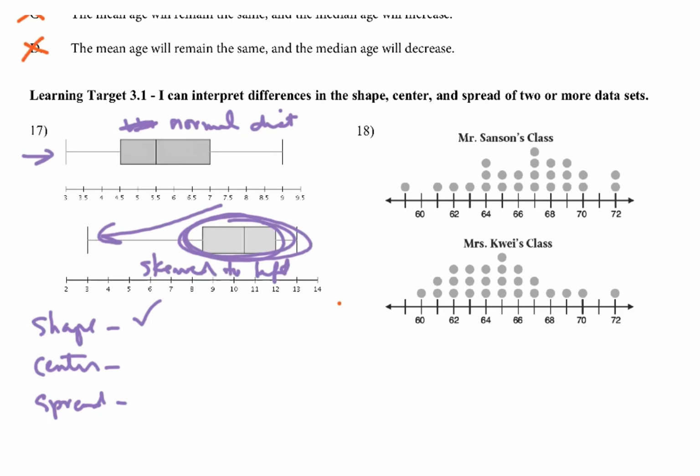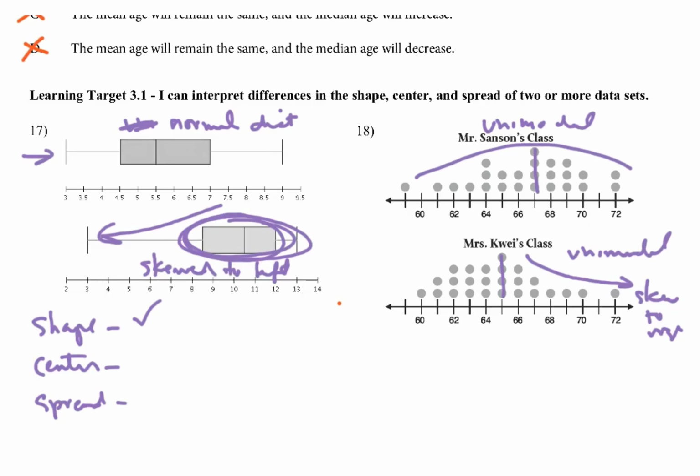So let's do the shape for 18 as well. If we look at this one, we have one mode, so this one's unimodal, whereas this one also is unimodal. Okay, so some similarities there. Is one more skewed than the other? This one you could say is slightly skewed to the right, whereas this one seems more normal, more uniform, more symmetric. I don't know if I'd call it normal per se, but it's not really skewed as much. Maybe slightly to the left, but I'd say more uniform, okay?